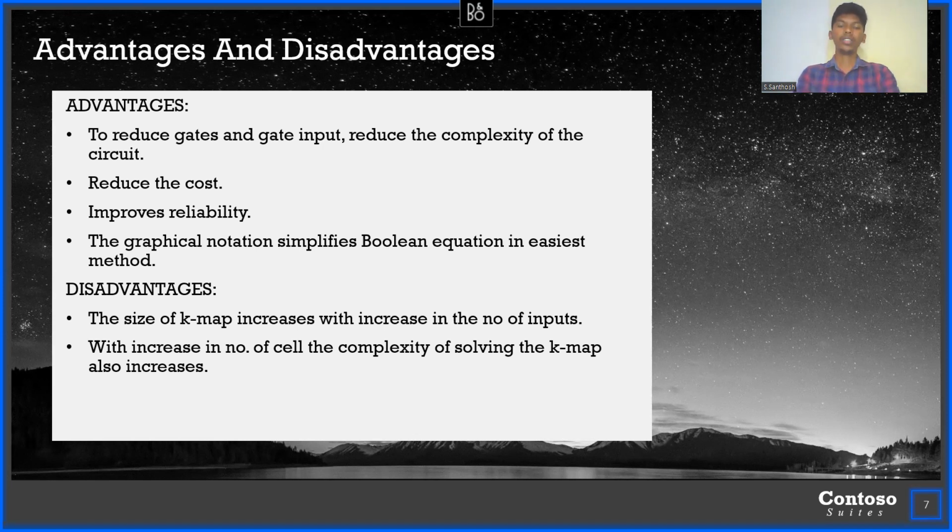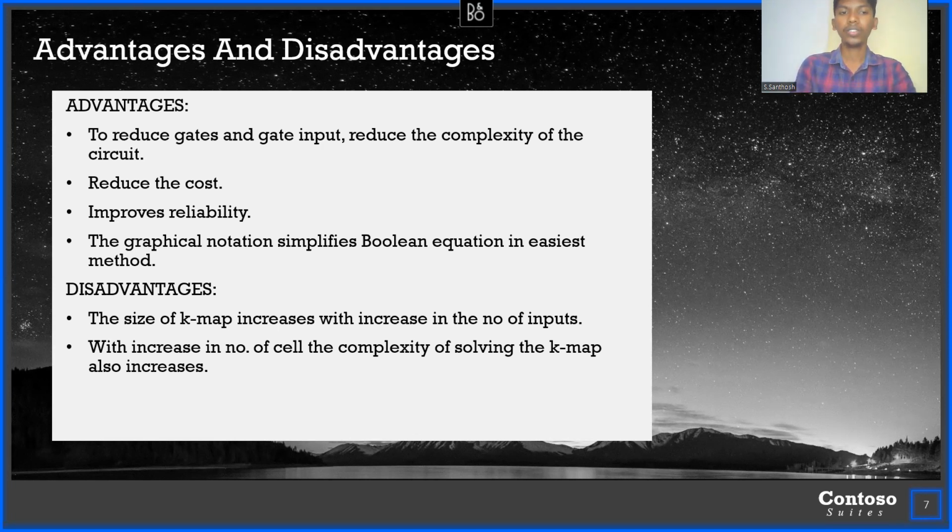So previously we saw an example where you had a table or a grid structure formed, and it was easier for us to write the Boolean equation for it depending on 0 and 1 alone. You don't need to go for a complex method to solve this Boolean function. That's what makes the graphical notation simplify the Boolean equation.